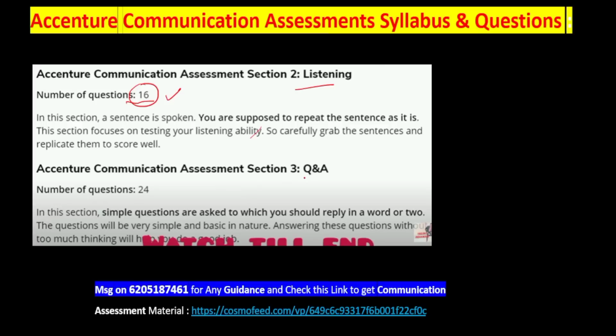Third one is question and answer, which will be simple questions asked to which you should reply in a word or two. These are 24 questions, right? So you have to listen very carefully, because if you don't listen, you can't answer it. And thereby it's the toughest examination which has been taken by Accenture, right?